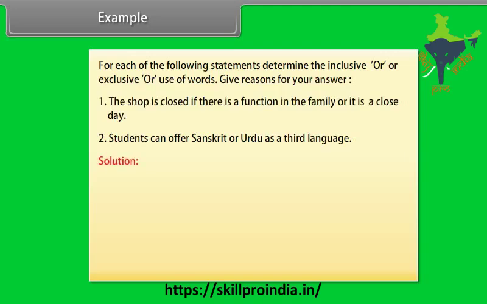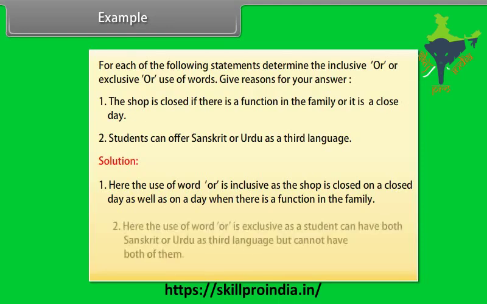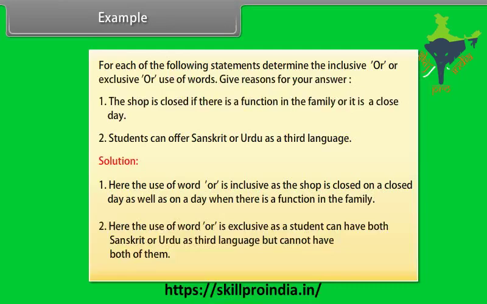Solution: 1. Here the use of the word or is inclusive, as the shop is closed on a closed day as well as on a day when there is a function in the family. 2. Here the use of the word or is exclusive, as the student can have either Sanskrit or Urdu as a third language but cannot have both of them.